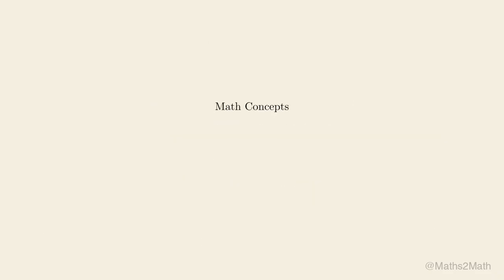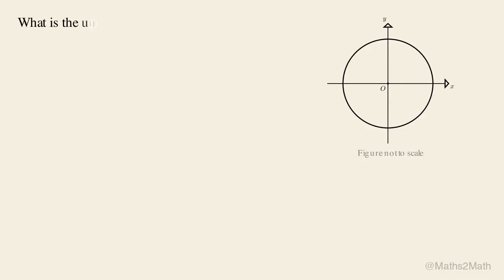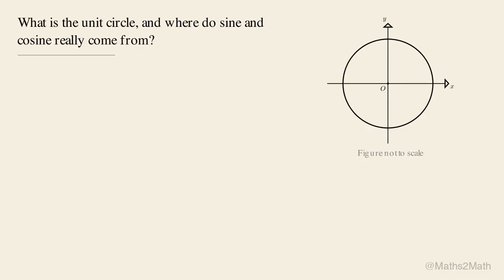In this video, we find out where sine and cosine really come from. A point walking around the unit circle, whose coordinates turn out to run all of trigonometry. What is the unit circle, and where do sine and cosine really come from? Not from a table of values, from a walk.